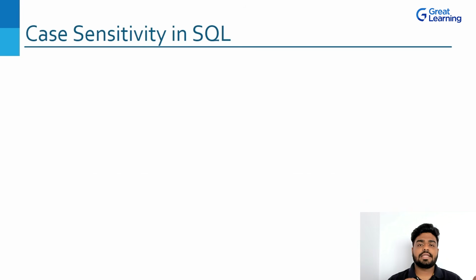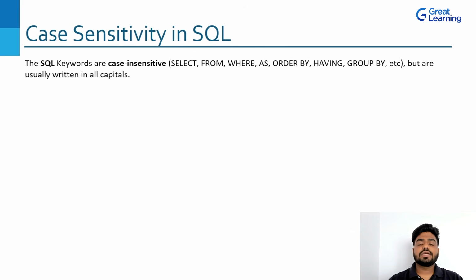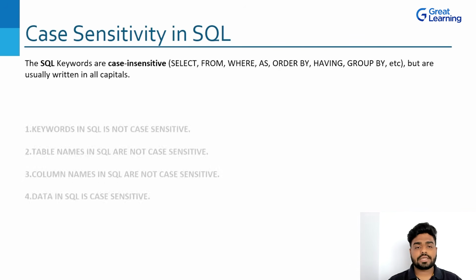Now obviously in every programming language we have case sensitivity, and in SQL or Oracle also we have case sensitivity. But to make sure that you know where all case sensitivity is required, that is why I have this PPT. SQL keywords are case insensitive. That means select, from, where, order by, having, group by. These are all keywords and they can be written in capital or small letters. Usually they are written in capital so that it clearly shows that these are keywords. But you can also write them in lowercase.